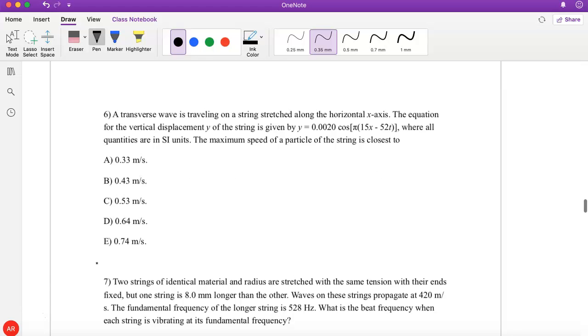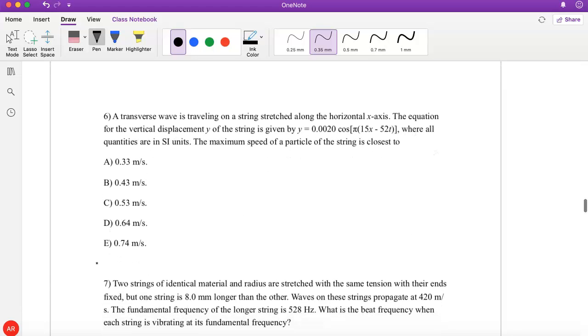All right, next multiple choice question. What is it saying? We have a transverse wave traveling on a string stretched along the horizontal x-axis. The equation for the vertical displacement y of the string is given by that expression. All quantities are in SI units. What is the maximum speed of a particle of the string? The maximum speed is closest to which number?